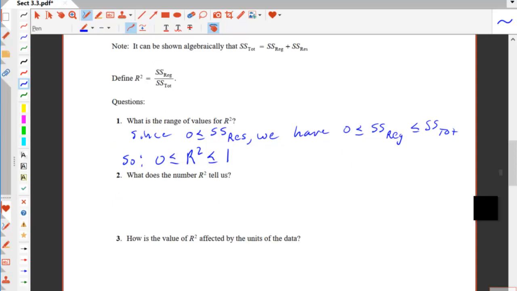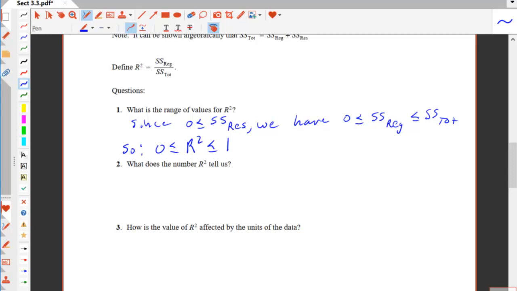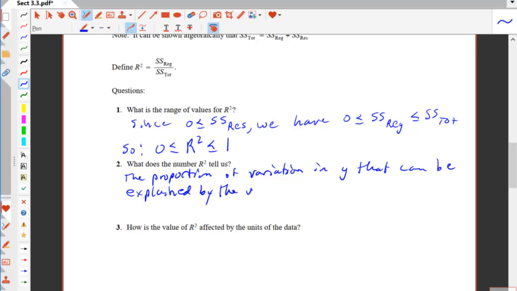Well, let's go on to number 2. What does the number R squared tell us? SS regression was how much of the variation the model could predict. SS total was how much variation there was. And so this is a fraction that can be predicted. So this is the proportion of variation in Y that can be explained or predicted by the variation in X. And that makes it a way to compare models. So I build a model, I compute my R squared. You build a model, you compute your R squared, and then we compare R squared and say that, for example, your model explains more of the variation than mine does. So in that sense, it's a better model. So one way to compare models.